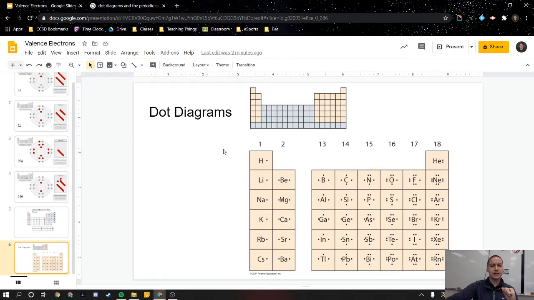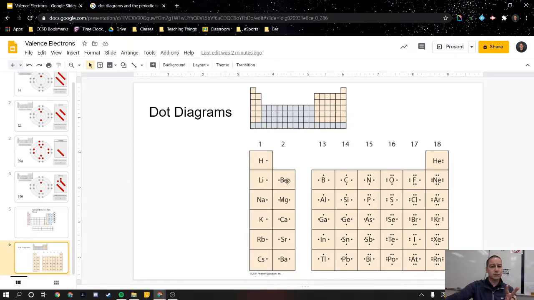Last thing we need to talk about is dot diagrams. Now, a dot diagram is very simple. You just write the symbol of the element, and then you put 1 dot for every valence electron it has. So let's look at hydrogen and anything in group 1, to be honest. Group 1, these are our dot diagrams for these elements. Notice, each one only has 1 dot for the 1 valence electron. Group 2, we've got 2 dots for 2 valence electrons.